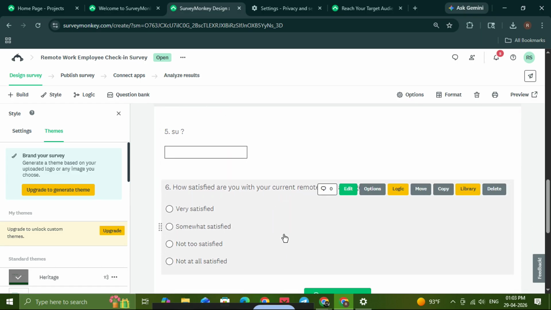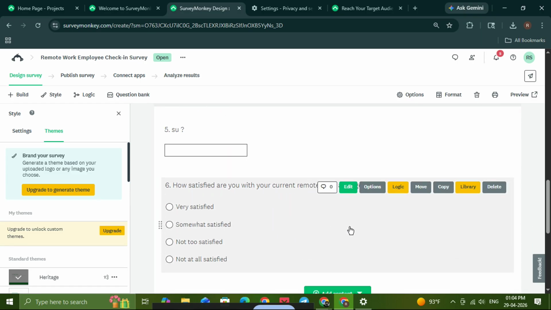The better your questions are, the better your responses will be, and that means your survey data will be more accurate overall. Clear questions lead to clearer answers, and clearer answers help reduce issues that can make your margin of error look worse than it should.